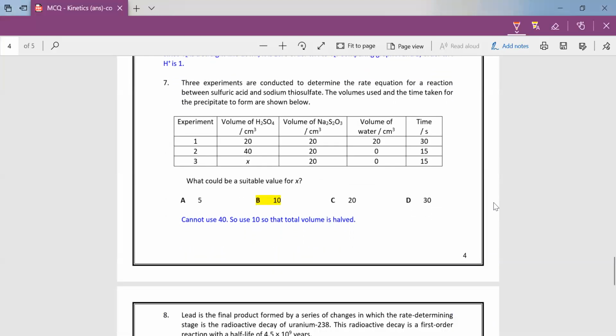Question 7, what could be a suitable value for X? We cannot use 40 because then it will be totally the same as your experiment 2. So we use 10 so that total volume is half. Then at least we can compare.